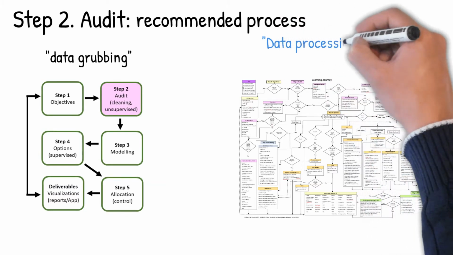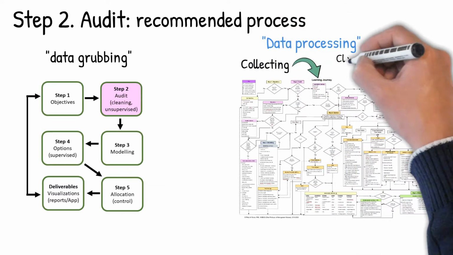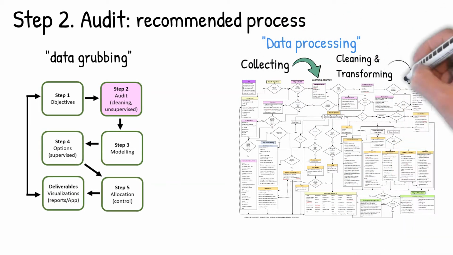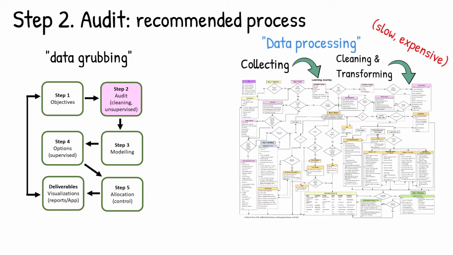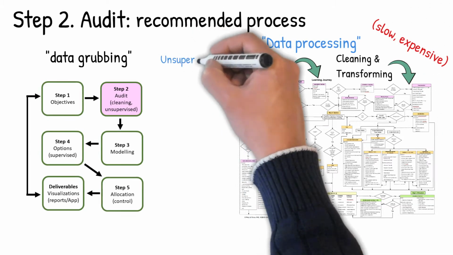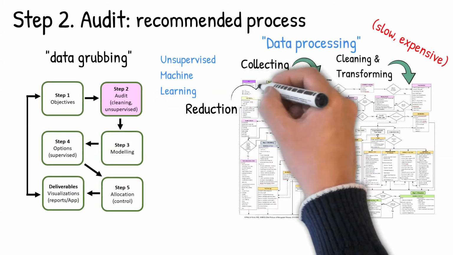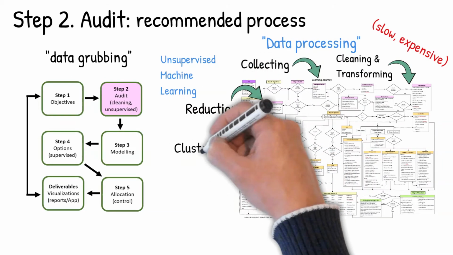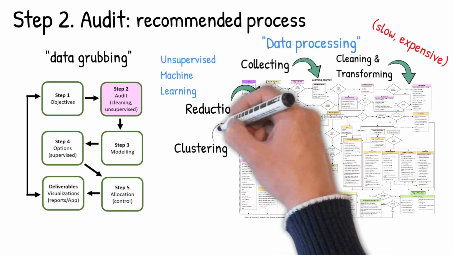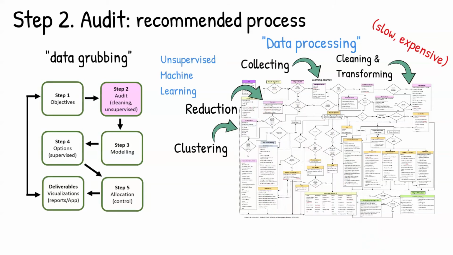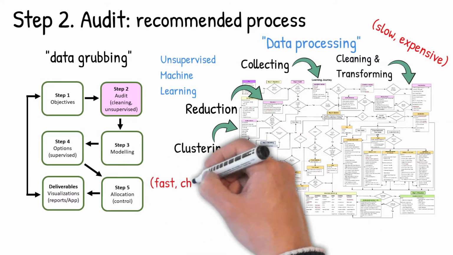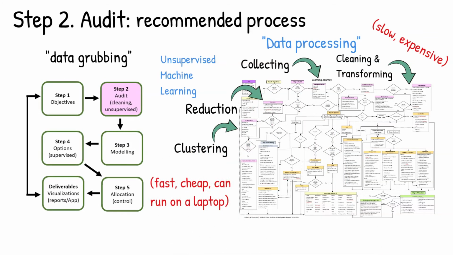Okay, so this audit phase, or data grubbing phase, involves two components. One is called data processing. This is where you're collecting data, cleaning data, transforming data. The second part is analyzing the data. Now at this phase, I'd highly recommend that we focus on unsupervised machine learning techniques. These allow us to understand if the data are correlated to each other. What are the stories that data are telling me? What kind of narration can I create? This phase of the process is often very inexpensive and can even be run on most modern laptops.